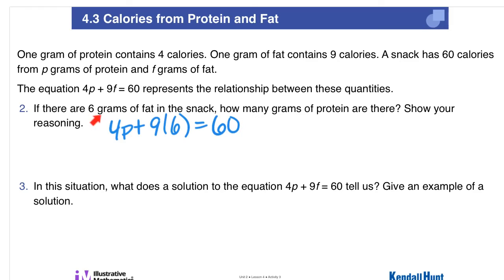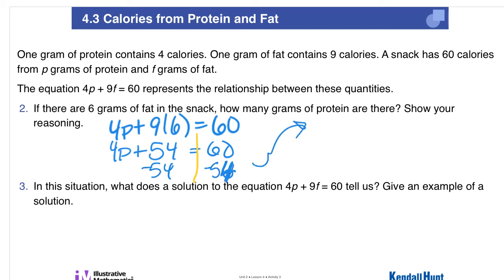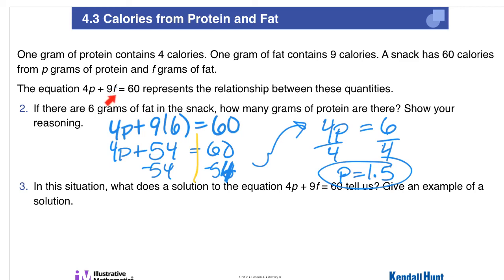In number 2, it's saying that if there's 6 grams of fat, so 6 in there for F, how many grams of protein are there? So I plugged in 6 for F, and I'm going to simplify what I have left. And now I have an equation that I can solve. And so I'm going to subtract 54 from both sides. And 54 right there. And so I end up with 4P equals 6. Divide both sides by 4, and end up with P equals 1.5. So if there's 6 grams of fat, there needs to be 1.5 grams of protein.